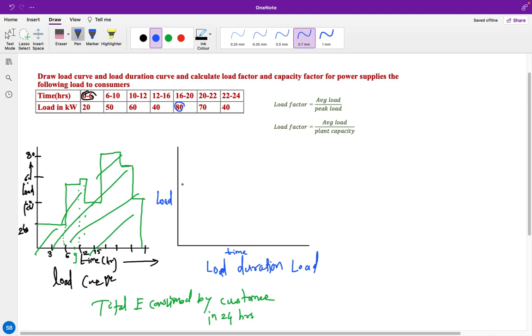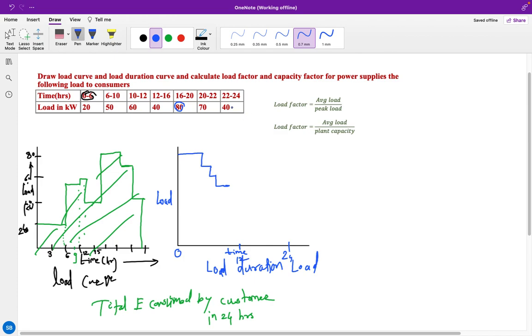So we first draw 80 for 4 hours, on the axis from 0 to 24 hours. For the first 4 hours there will be the maximum load. Then the next maximum is 70 kilowatt, for 2 hours. Then next will be 60 for 2 hours. Then next is 50 for 4 hours.